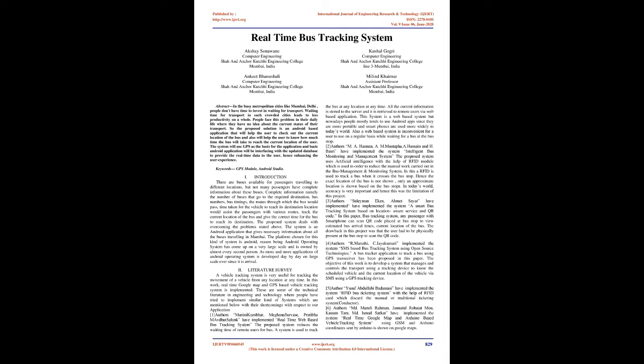2. Literature survey. A vehicle tracking system is very useful for tracking the movement of a vehicle from any location at any time. In this work, a real-time Google Map and GPS-based vehicle tracking system is implemented. These are some of the technical literature in engineering and technology where people have tried to implement similar kinds of systems, which are mentioned below with their shortcomings with respect to our application.